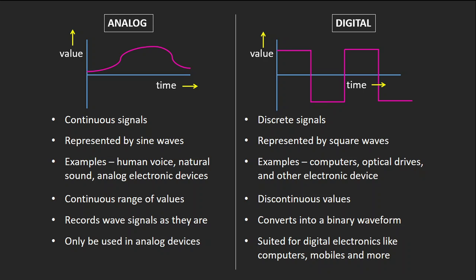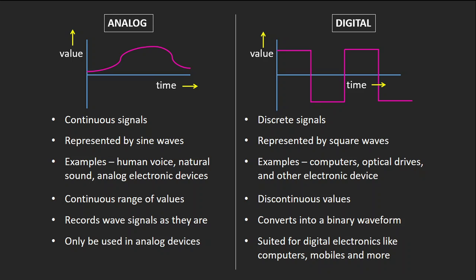The values represented on the y-axis are continuous, they are not discrete. You'll realize that it's a curve represented by an analog signal, whereas a digital signal has discontinuous values. You can see that it will have either high or low directly. There won't be any intermediate value between a high and a low. The signal directly changes its state from high to low or low to high depending upon the situation.